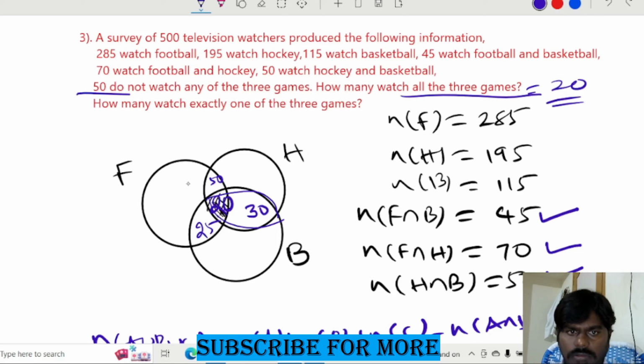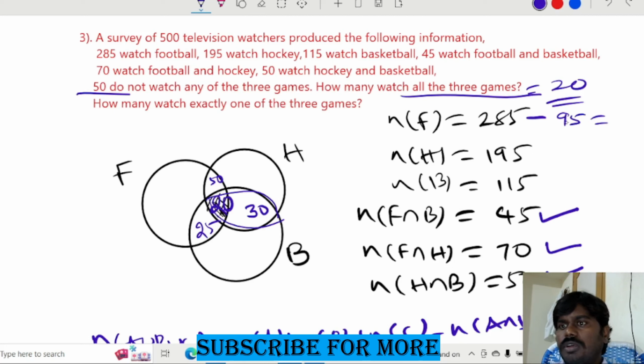Okay, now n(F) is given as 285, but these numbers also will be present in F. Those values we have to subtract, then only we will get the number of watchers who watch only football. So 285 minus 25 plus 20 is 45, 45 plus 50 is 95.